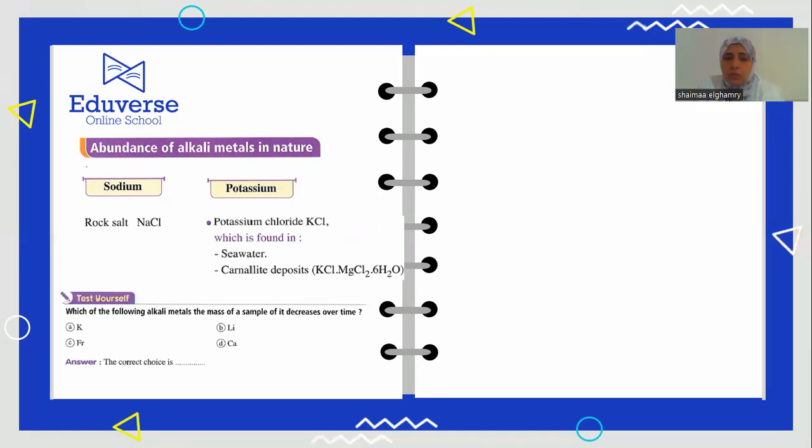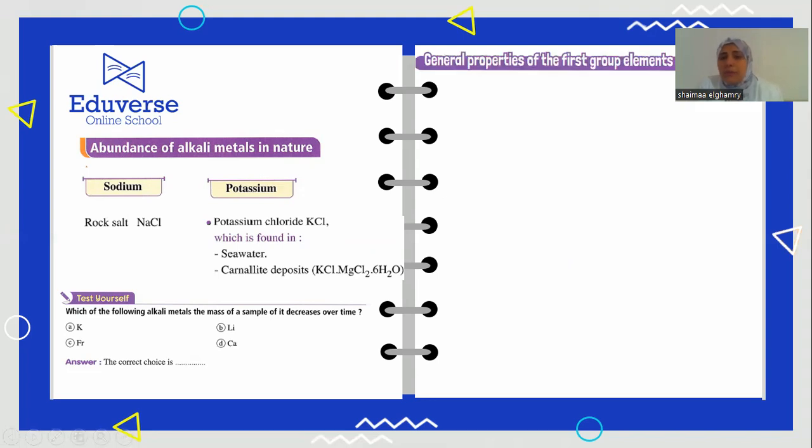Which of the following alkali metals has a sample whose mass decreases over time? As we said, francium is a radioactive element, so it decays because it has a very short lifetime, or half-life. So francium is the one whose mass decreases over time because it is a radioactive element.